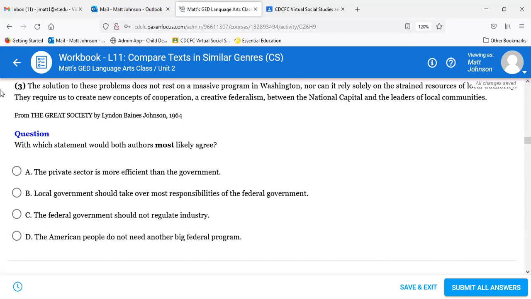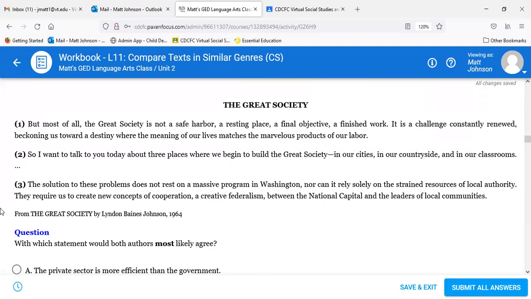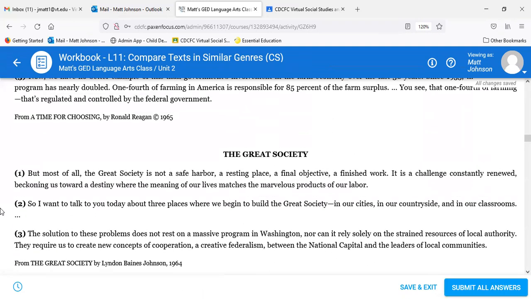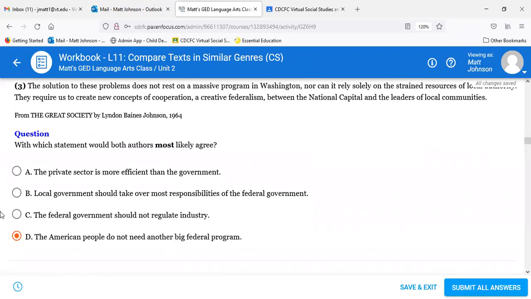Is it B? It's D, and it's more of a process of elimination on this one. Johnson doesn't really say this one way or the other about a big government program, but you can eliminate. So the private sector is more efficient than the government. Johnson doesn't really indicate that at all. And Reagan, you can kind of imply that, but it doesn't necessarily state that.